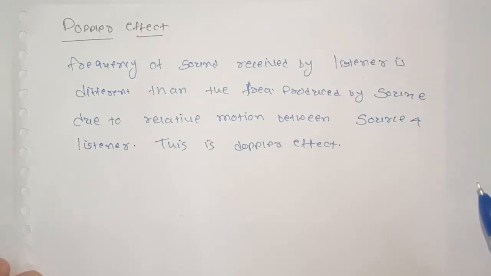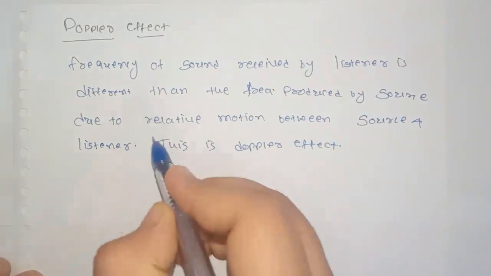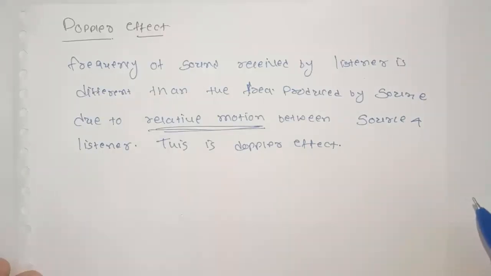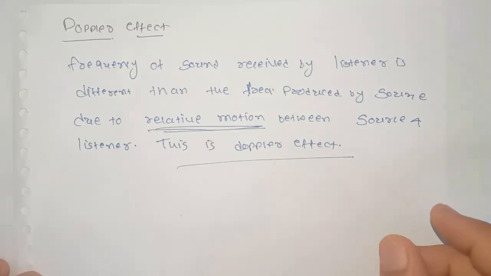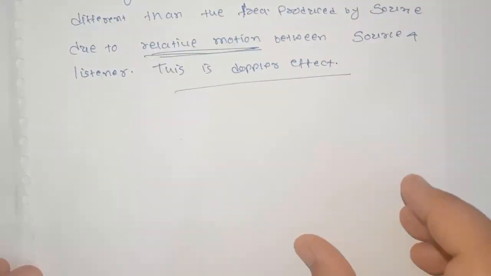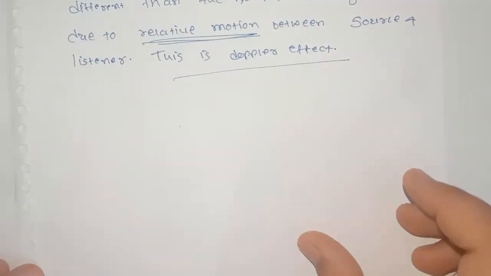Whenever there is a relative motion between the source of sound and observer, focus on the word relative motion, then the frequency of sound received or heard by the observer is different than the frequency of sound produced by the source. This phenomenon is called the Doppler effect. The Doppler effect is also valid for electromagnetic waves. First, we will see about the sound waves, and then we will see for the electromagnetic waves, that is light wave.